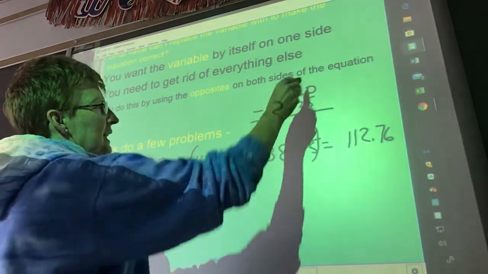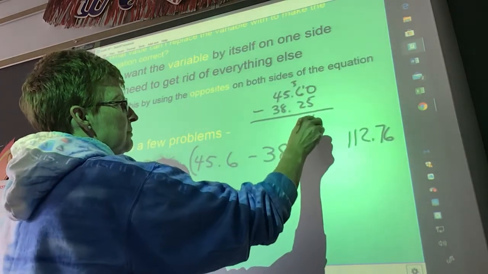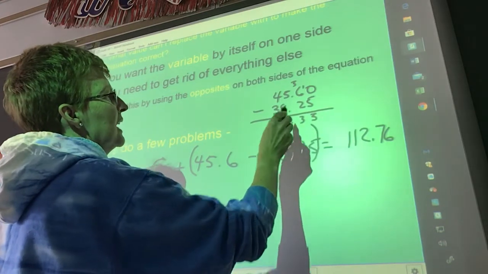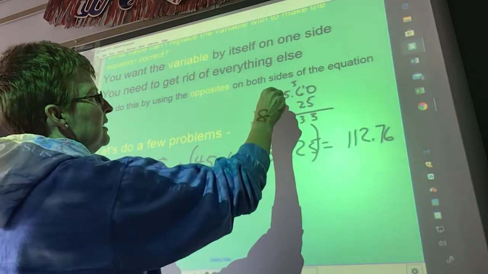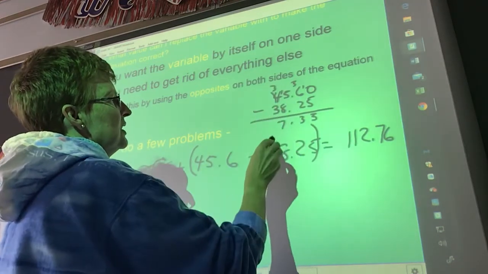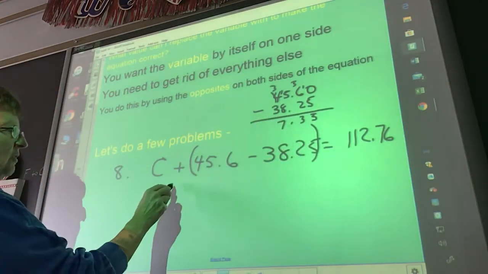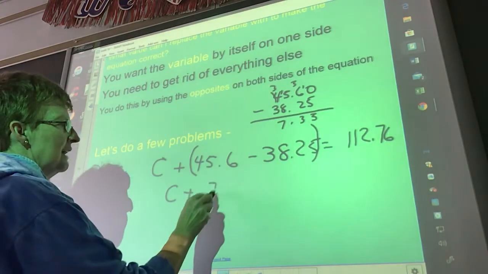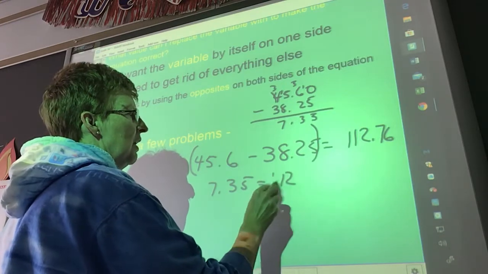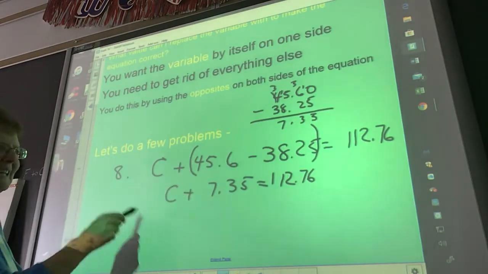So I'm going to subtract that and regroup here, and that's going to be 5, and then 5 minus 2 is 3. Bring down my decimal. Oh, I have to regroup here as well. So this is going to become a 3, and this is going to become 15. So what I got here is 7.35. So C plus 7.35 equals 112.76. I need C by itself.